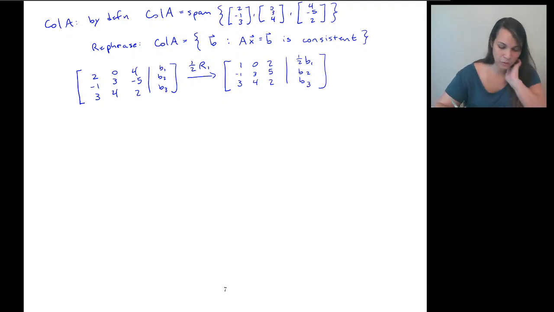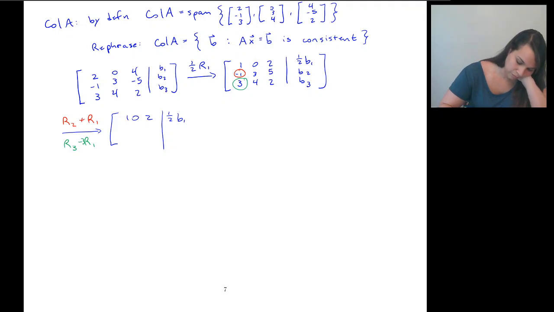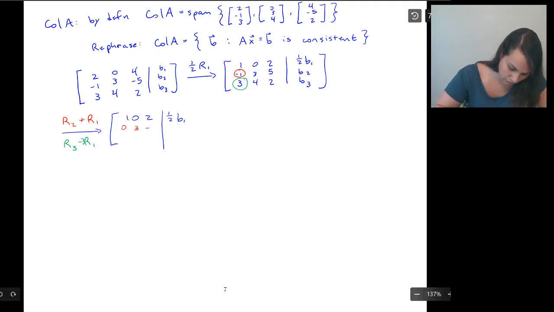Okay, so now we can take out this guy by adding row 2 and, I'll keep my red, row 2 plus row 1. And then I can also get rid of this guy by doing R3 minus, oh, 3 times row 1. Okay. So row 1 will stay the same, and everybody else is about to get a little bit of a crazy change. Okay, so row 2 ends up being this. Not too bad. And then row 3 ends up looking like this.